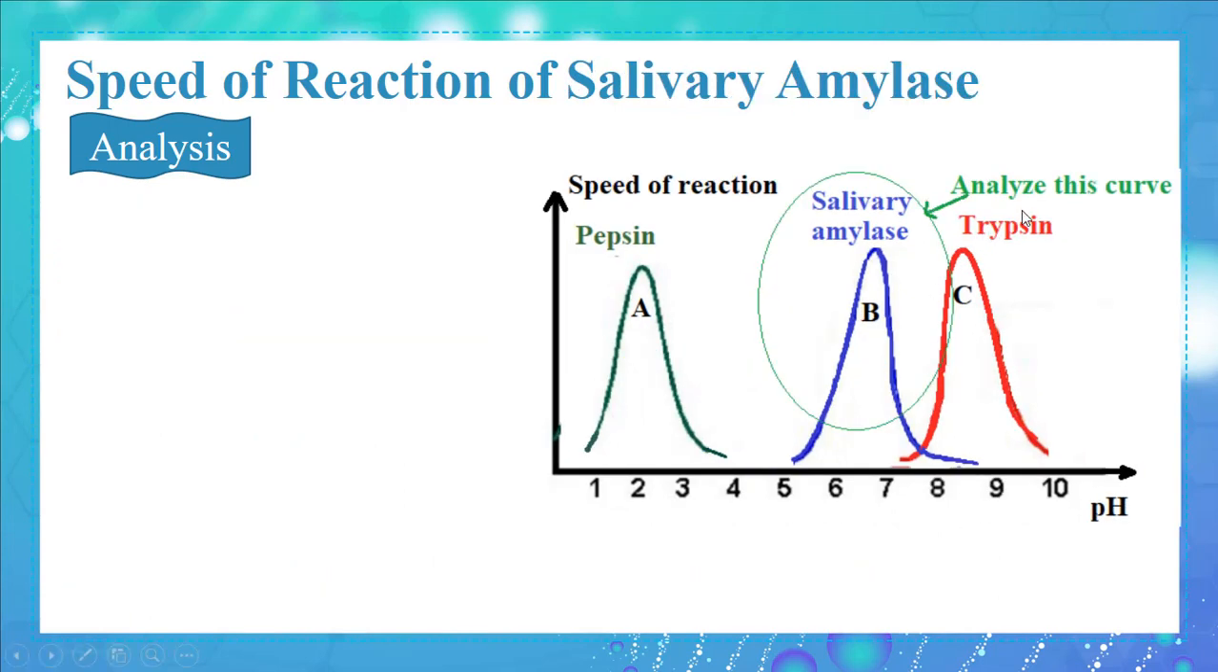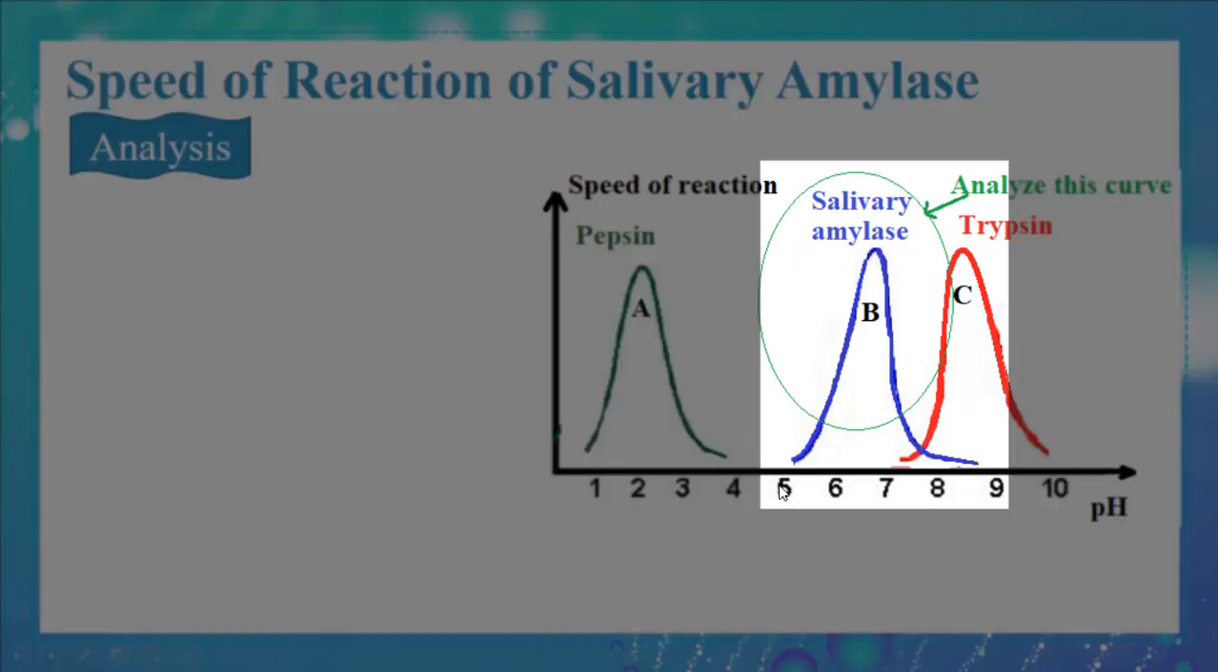Now, I want you to pause the video and try to analyze the curve related to salivary amylase by yourself. How was the speed of the reaction of salivary amylase at pH equal 5? It was negligible. How did the speed vary as the pH increased to 7? This speed increased to the maximum. Now, how did the speed vary as the pH increased to 9? The speed of the reaction decreased to null again.